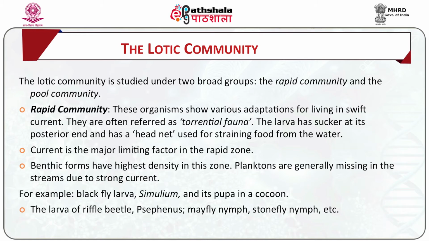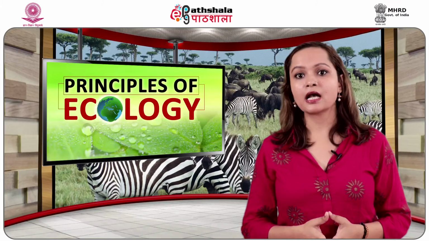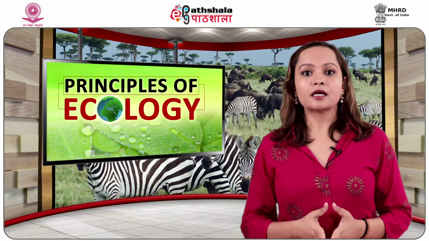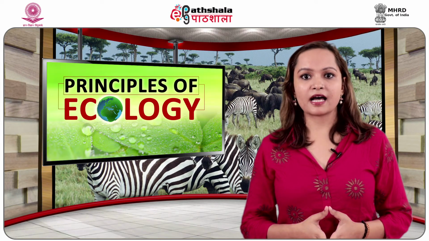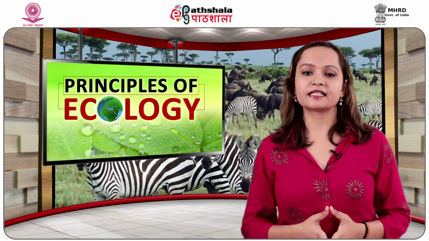Rapid community. The organisms of this group show various adaptations for living in swift currents. They are often referred to as torrential fauna, for example, black fly larva and its pupa in cocoon. The larva has a sucker at its posterior end and has a head net used for straining food from the water. Other examples include Blepharicera larva, the larva of riffle beetle, Simulium fly nymph, stonefly nymph, etc.